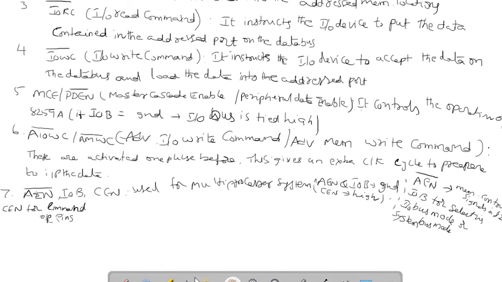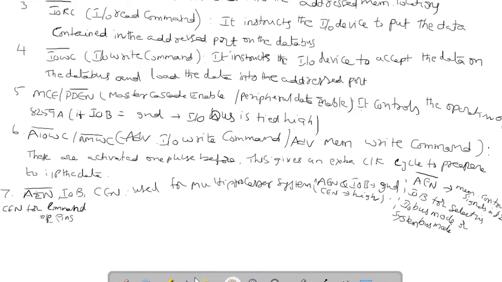Coming to AIOWC bar and AMWC bar, the advanced IO write command and advanced memory write command, these are activated one pulse before. Sometimes the peripheral devices are slow devices and the processor is a fast device. In order to synchronize, we need some time, so there may be some delay. To overcome this delay, we give one pulse ahead. So this gives an extra clock cycle to prepare to input the data.